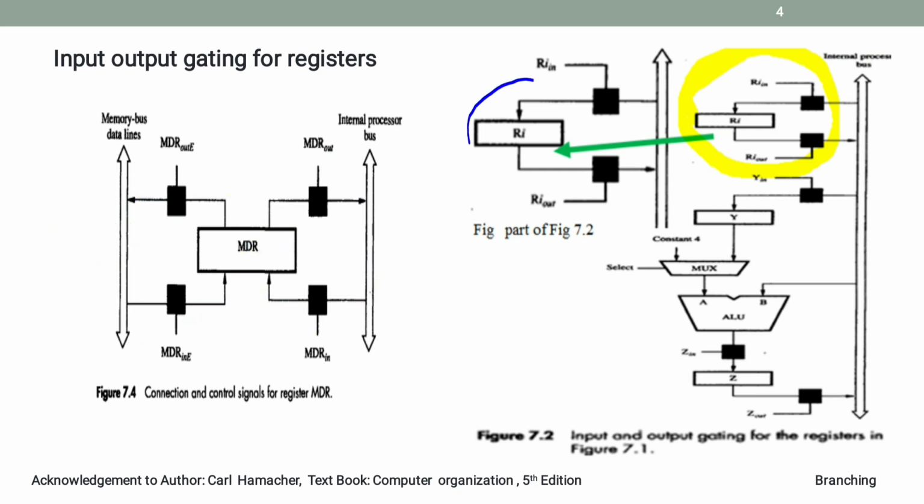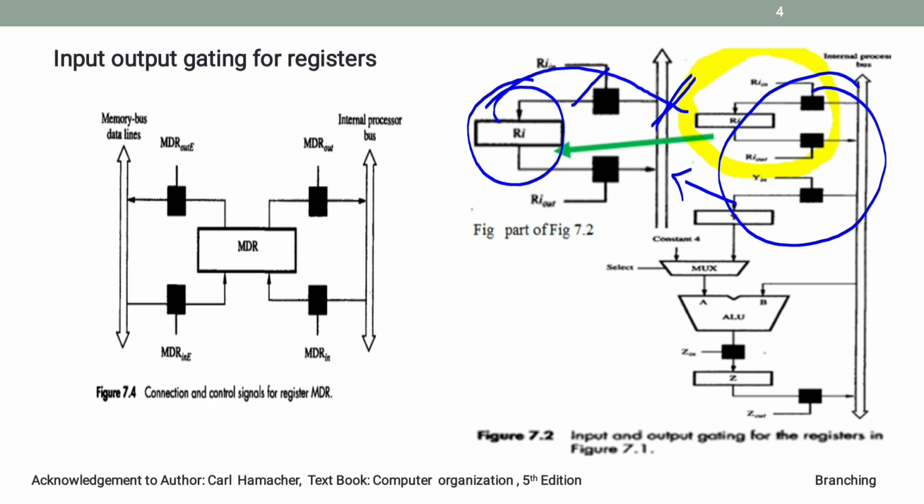If you take up any register, say R0, R1 or say Ri, any register. Here this is the internal processor bus. So this part is just magnified here. Data is on the internal processor bus. Then the Ri in signal is given. Data from the internal processor bus is inputted to the register, means it is stored in the register.